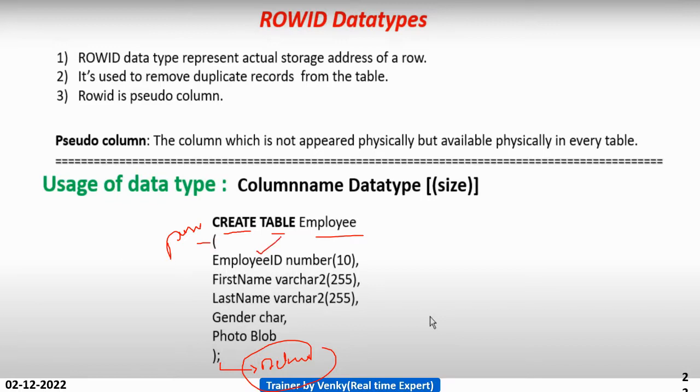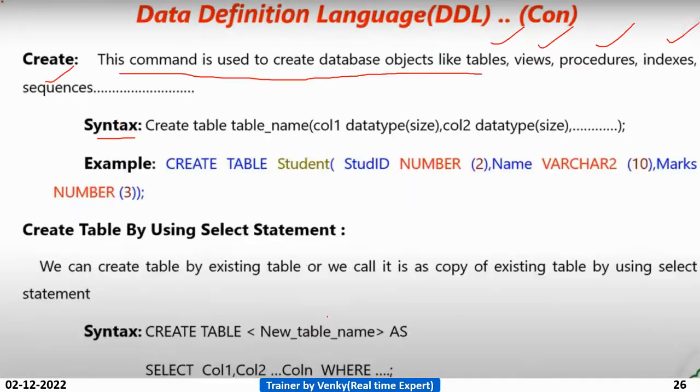Next is employee ID, column name. ID is numeric data, so we declare the data type and size. First name, data type, size. Last name, data type, size. Gender, char data type, photo, blob data type. Then close the parenthesis. Then the delimiter. So the syntax to create any object, create a table, is create table, table name, open parenthesis, column 1 data type, and so on.